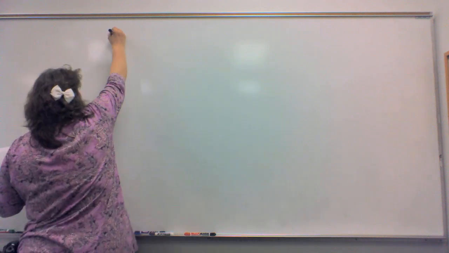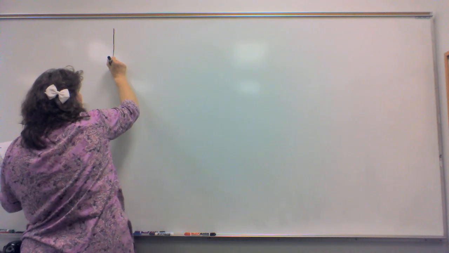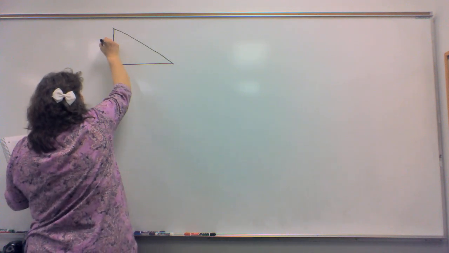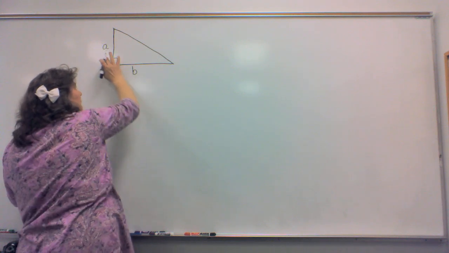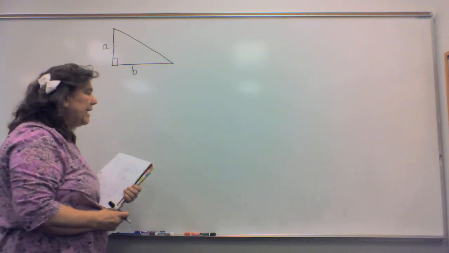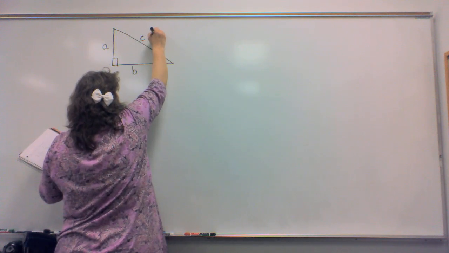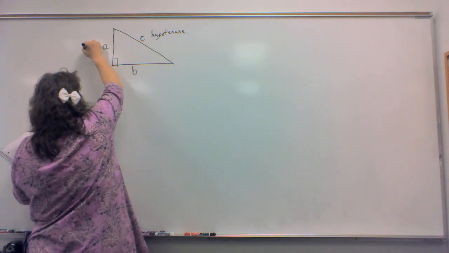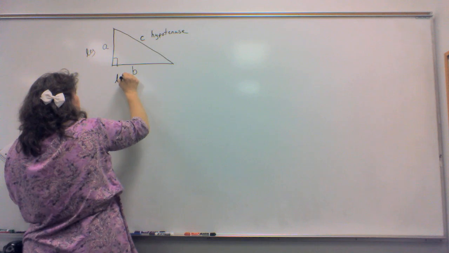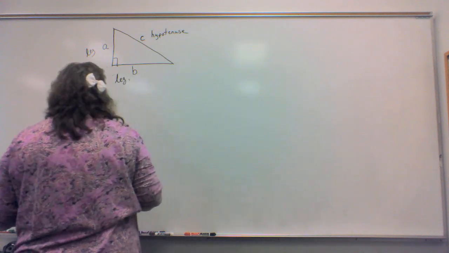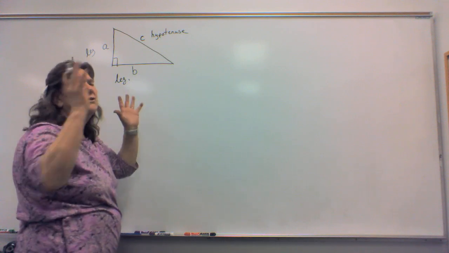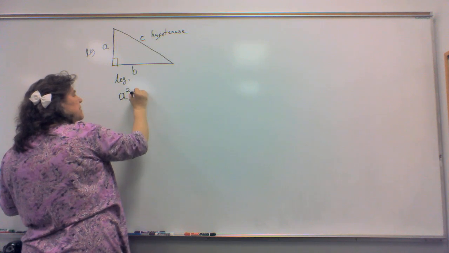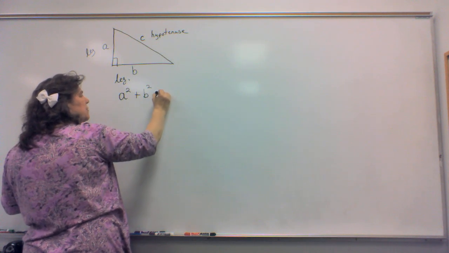The Pythagorean Theorem requires a right triangle. The legs are labeled A and B, and they are on either side of the right angle. C is the hypotenuse. It is the largest side of a right triangle. This is a leg, and this is a leg. So, your Pythagorean Theorem, and I could go into the whole explanation of how they discovered it, but we're not going to: a squared plus b squared is equal to c squared.